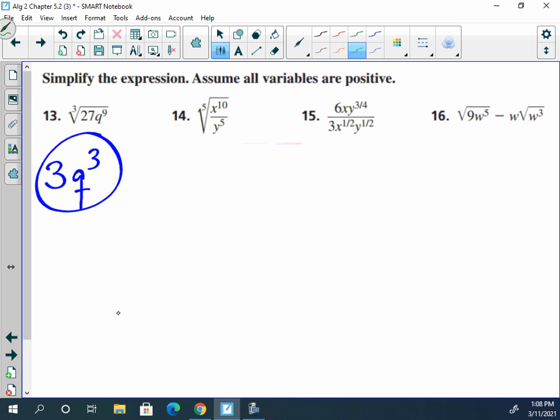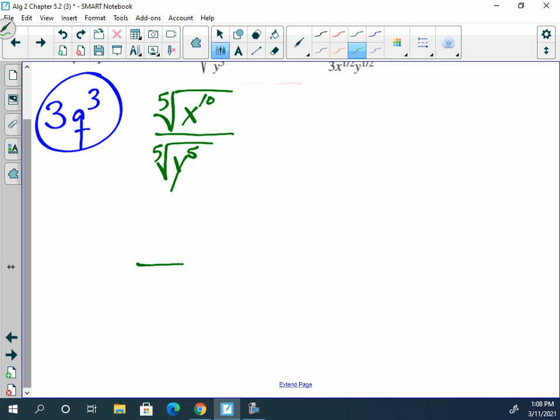All right, let's look at 14. Now, we looked at this one yesterday. When we have variables on top and bottom inside of a root, so the fifth root of x to the 10th over y to the 5th, what we did is we broke this up: the fifth root of x to the 10th over the fifth root of y to the 5th. Now, we can probably see the denominator, the fifth root of y to the 5th, is going to be y, because the fifth root and fifth power would cancel.